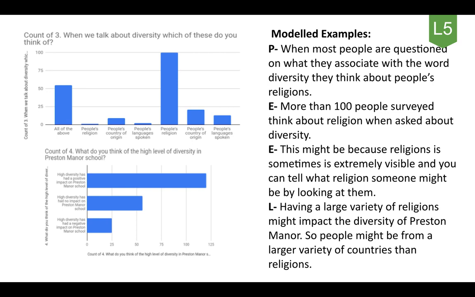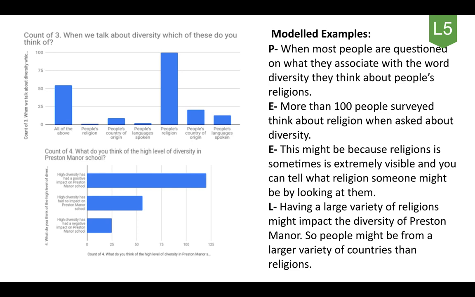So here's our modeled example. When most people are questioned on what they associate with the word diversity, they think about people's religion, and we might even add there, they think about people's religion or all of the options given. And our evidence is that more than 100 people who were surveyed think about religion when they think about diversity. And that might be because religion is quite visible. It's quite an obvious thing, particularly if we look around school, perhaps.